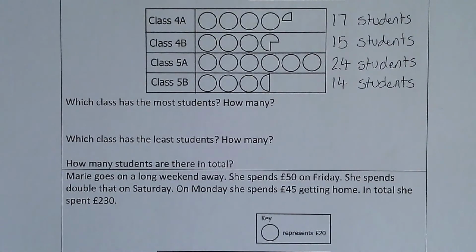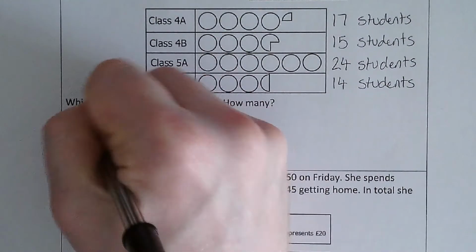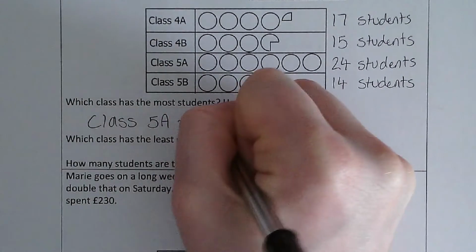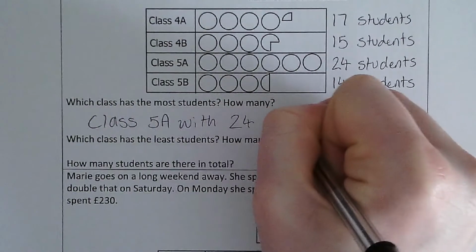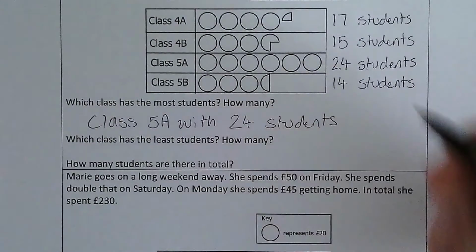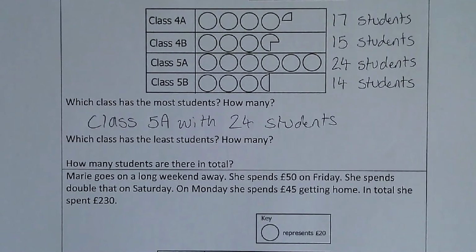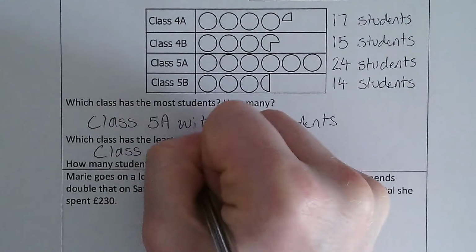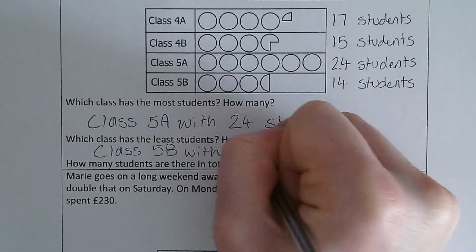Now we can answer the questions for this pictogram. Which class has the most students and how many? That will be class 5A with 24 students. Which class has the least students and how many? That would be class 5B with 14 students.